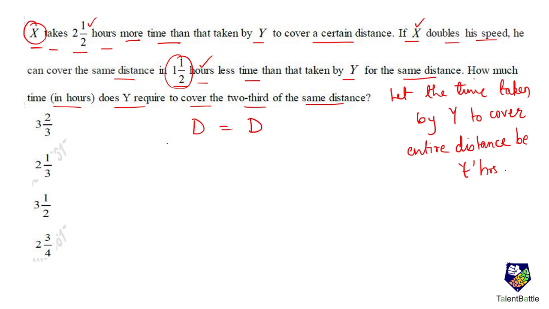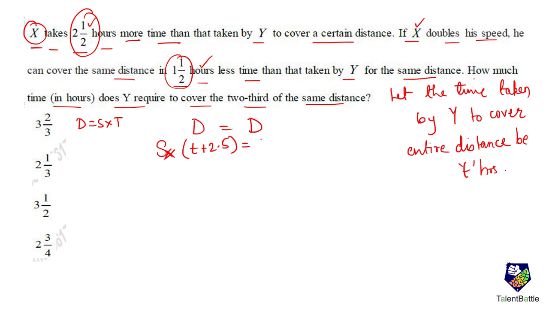In the first case, the speed of X is, let us say, Sx. The speed of X is less. Distance is given by speed into time. Speed of X is Sx. Time taken by X will be what? 2.5 hours more than Y. Y takes T hours, so it will be T plus 2.5.